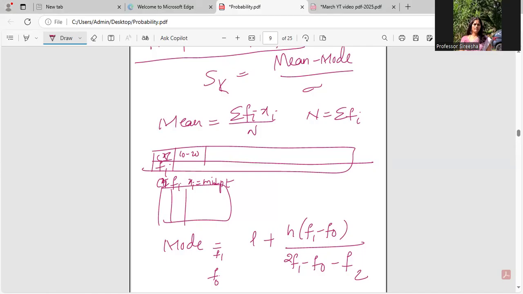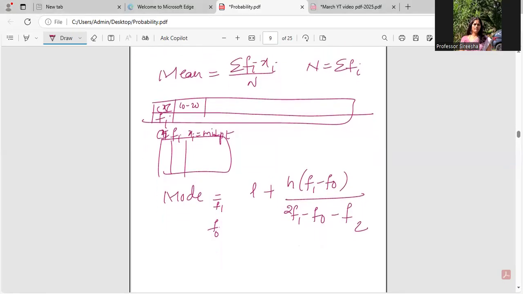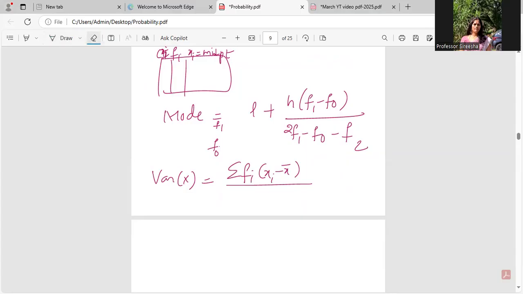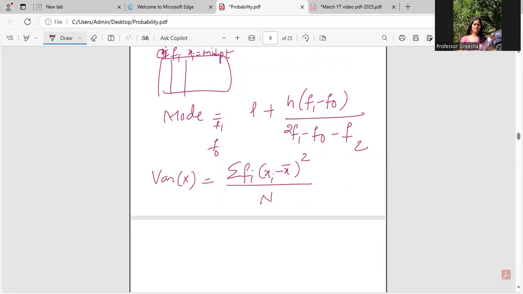Once I know mean and mode, I also know how to find variance. What's the formula for variance? Var X would be summation Fi times Xi minus X bar, where X bar is nothing but mu, divided by capital N. Of course, there should be a whole square, guys. If it is standard deviation, it is the positive root of variance. So once I have variance, I know how to find standard deviation sigma, because that is there in the formula as well. So those are the formulae for mean, mode, and variance.